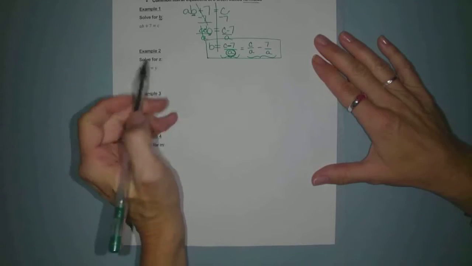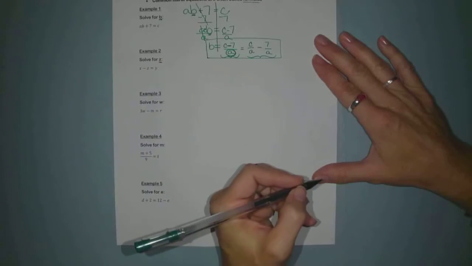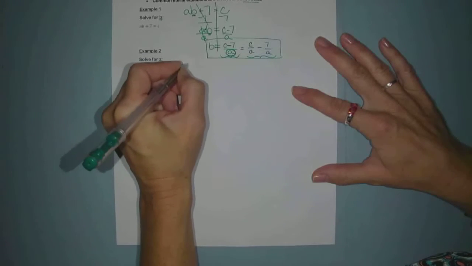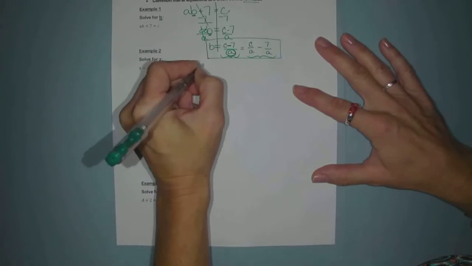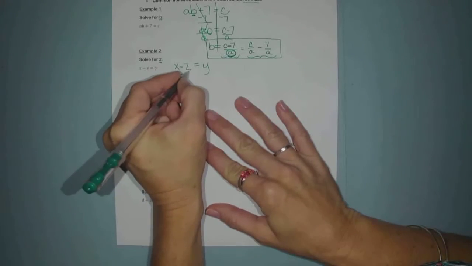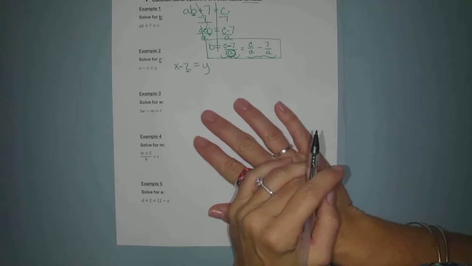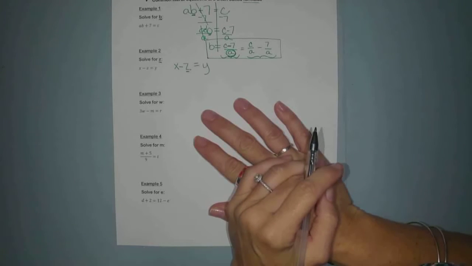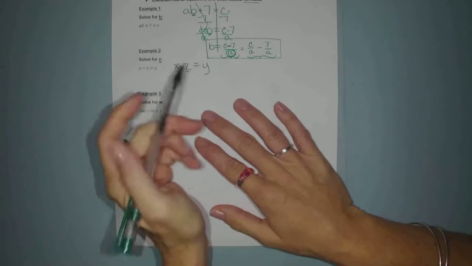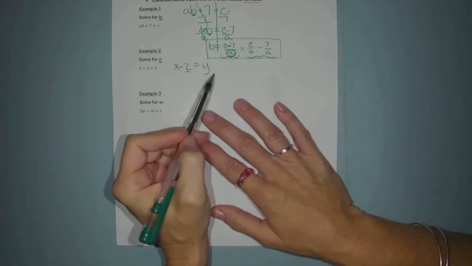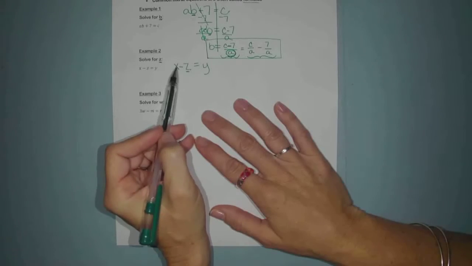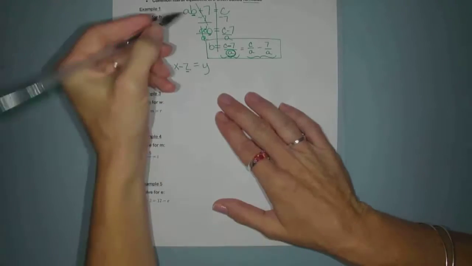Solve for z. We're going to get z alone. So it says x minus z equals y. Well, here's z, so we need to get z alone. Now there's a couple different things you could do here. You could add z over to this side to make it positive and then move your y over here. Or you can do this.